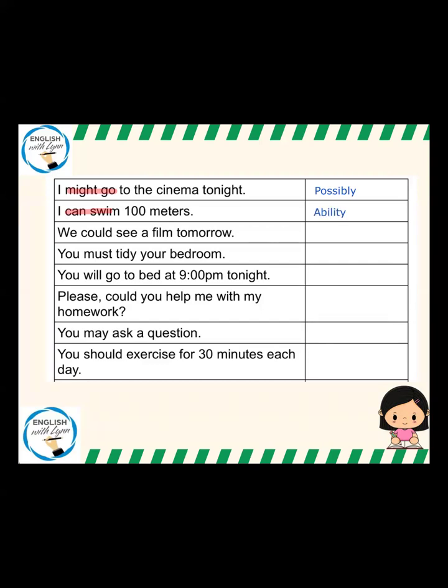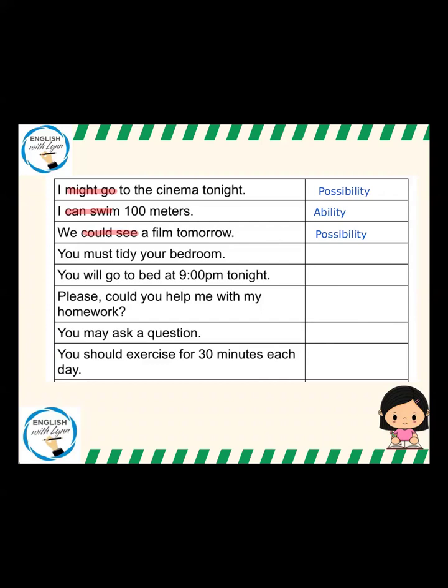Now, the next one I have got, we could see a film tomorrow. So what I'm saying is I could go and see it. There's a chance that I might do, but there's also a chance that I won't. So this one, we could see, it is showing again the possibility of me going to watch the film. So again, the possibility.